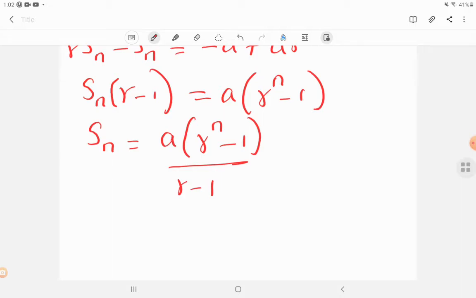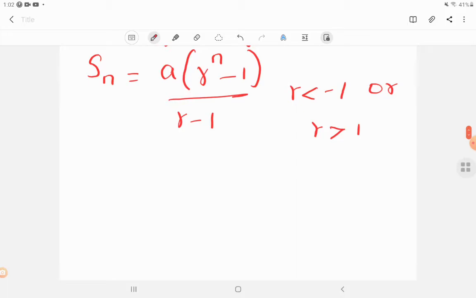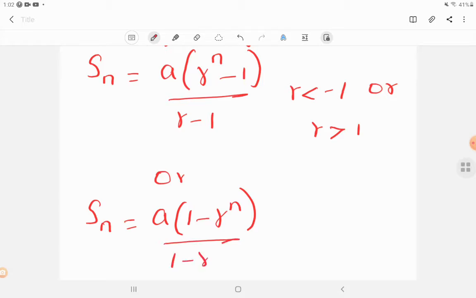We will use this formula when r is less than minus 1 or r is greater than 1. There is also an alternative formula we use if the r value is between minus 1 and 1. Therefore, we use the formula Sn is equal to a times 1 minus r to the power of n divided by 1 minus r when the r value lies between minus 1 and 1.